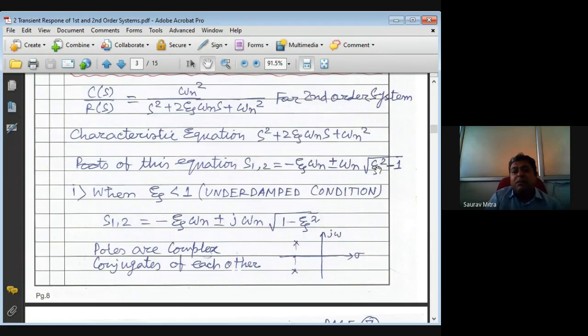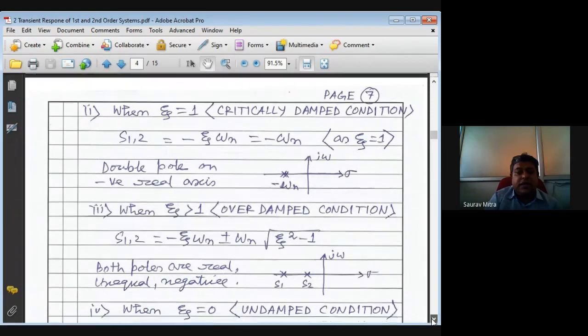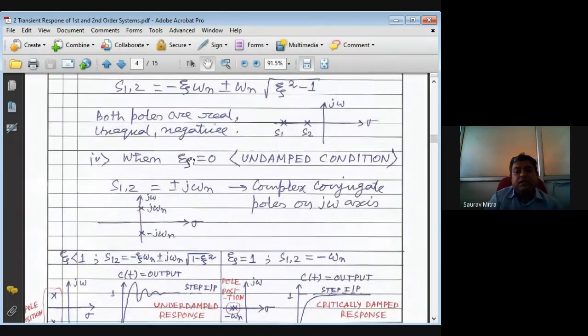This part becomes minus 1, so it will be plus minus j. So in that case, the poles will be on the j omega axis. So just check where zeta is equal to 0. Here, zeta is equal to 0. That means this will be plus minus j omega n. So whenever it is undamped, at that time the poles of the system will be on the j omega axis.